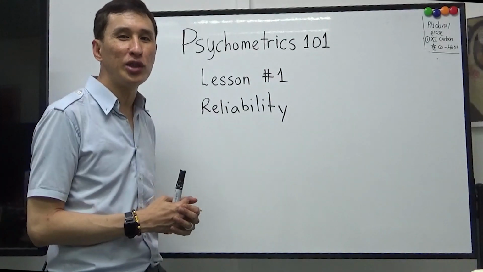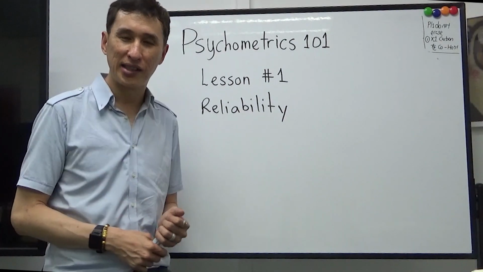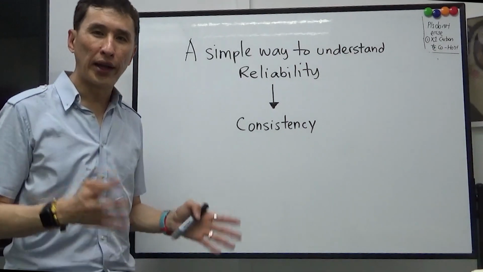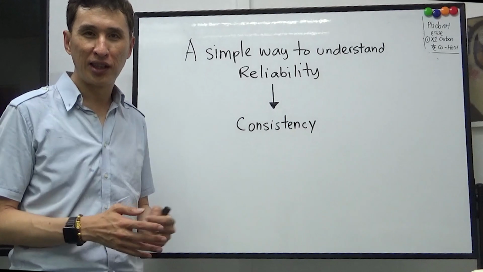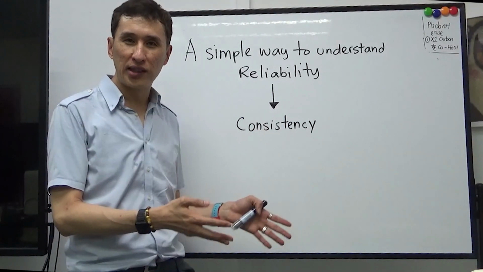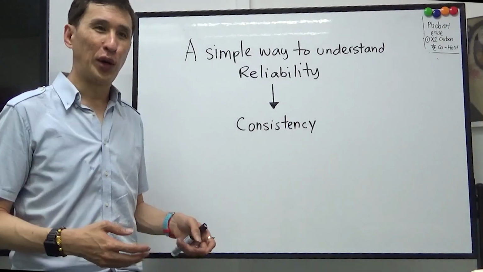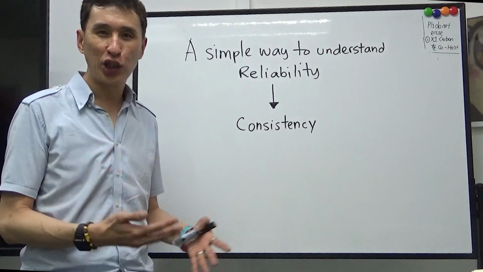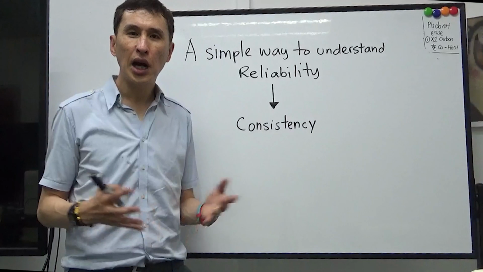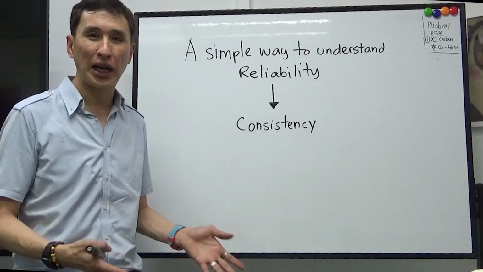Today we'll do some introduction about the concept of reliability. A lot of times, whether you are a psychologist or a scientist, you will need to make measurements. There are physical quantities that are easy to measure. For example, if you want to measure length, you can use a ruler. If you want to measure temperature, you can use a thermometer. How do we know that an instrument is reliable?